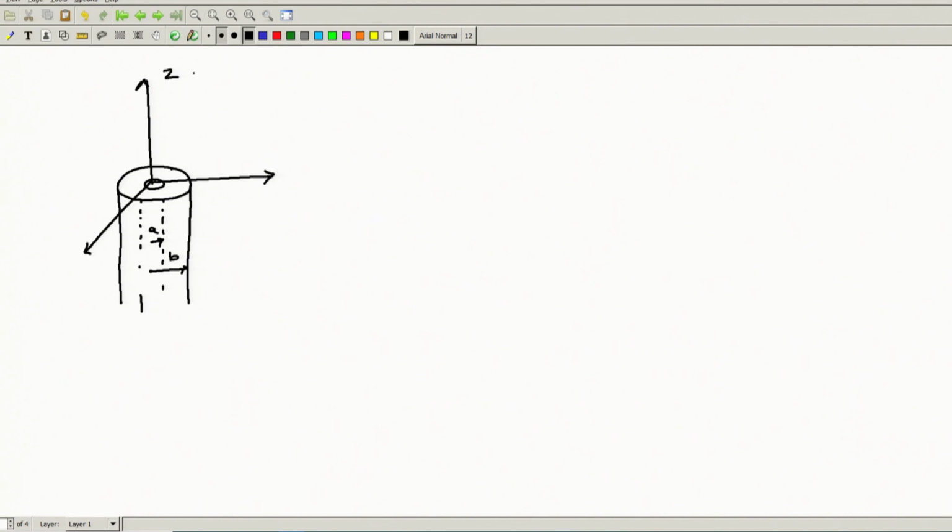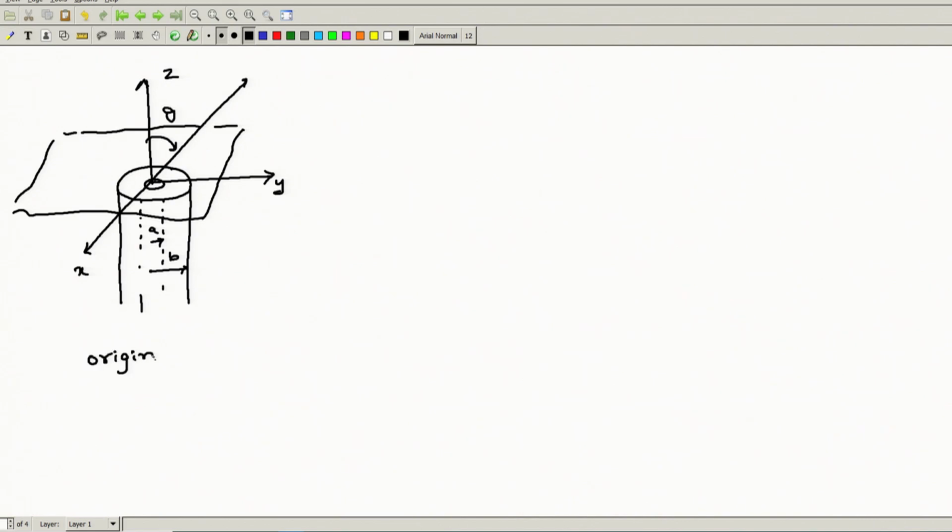This is Z, Y, X, and we have a ground plane over here. This angle is theta. Now, in the question it is asked, so basically this was our original problem given in the question.